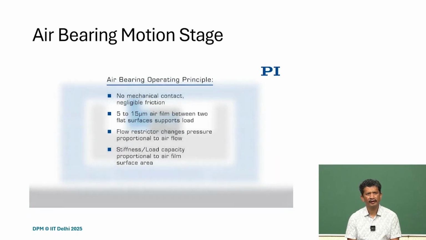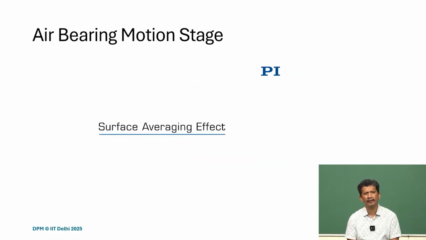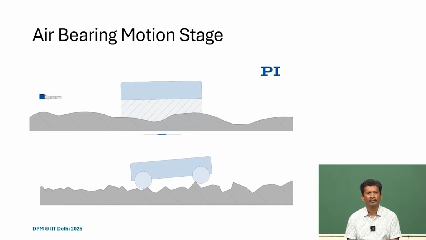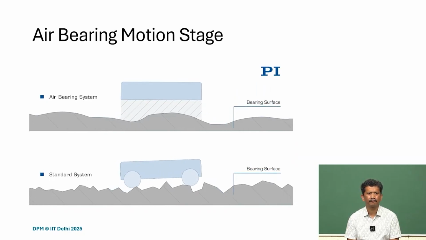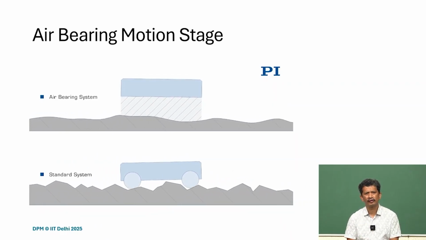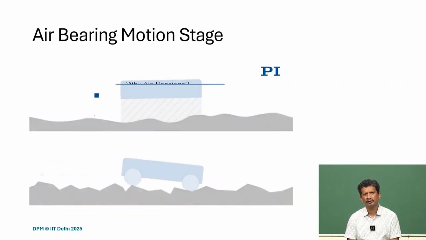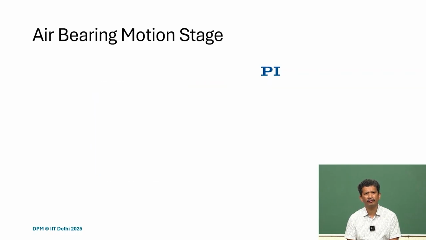And what we realize is that there is no mechanical contact, and the air film we have is of the order of 5 to 15 micron only. At the same time, since these air bearing systems work on an air film, there is no hard contact, so we get an averaging effect, and it also eliminates errors because of that. And since there is no contact, there is no mechanical wear as well.